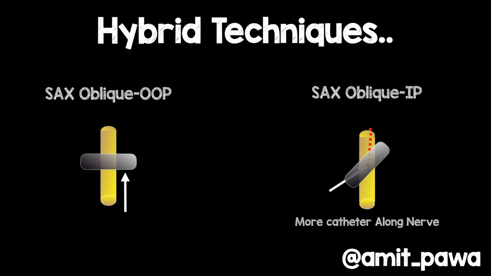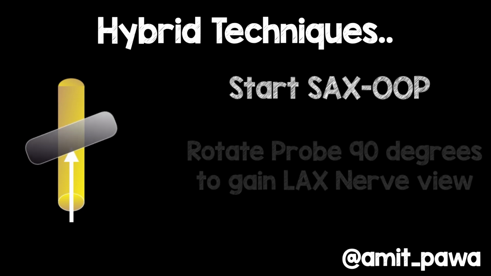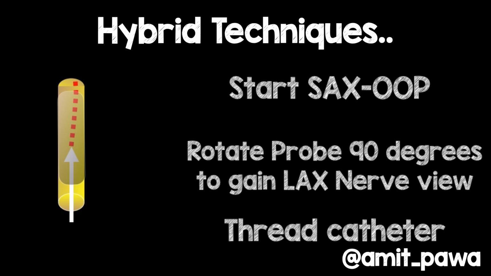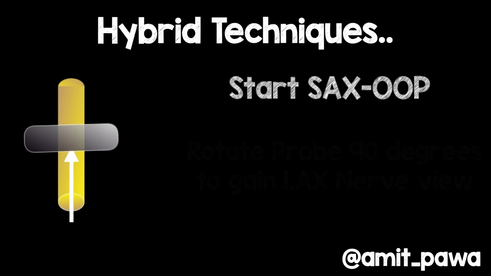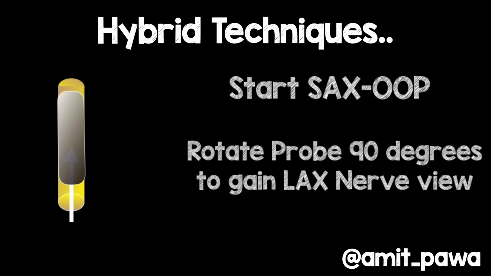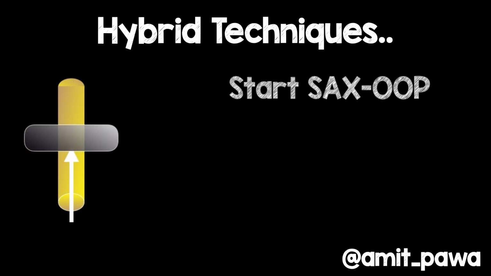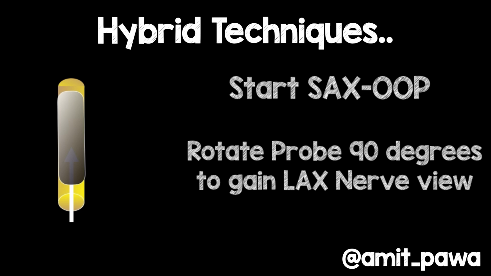traversing past it. So the other option is you could do a hybrid technique. So start short axis out of plane, get your needle close to the nerve, and then rotate your probe through 90 degrees, get a long axis view of the nerve, and then thread your catheter along the nerve. And I've tried that, and that seems to work quite well.